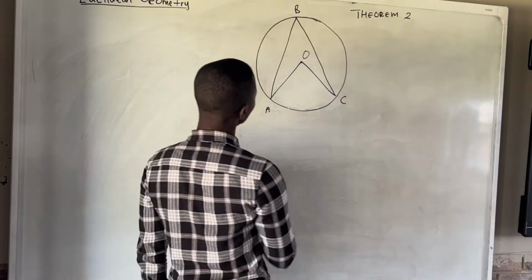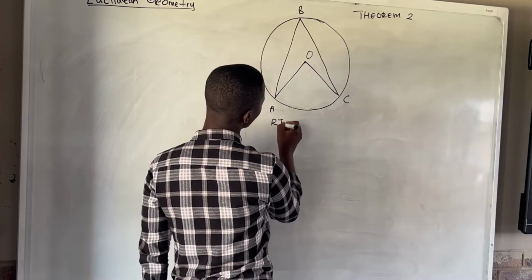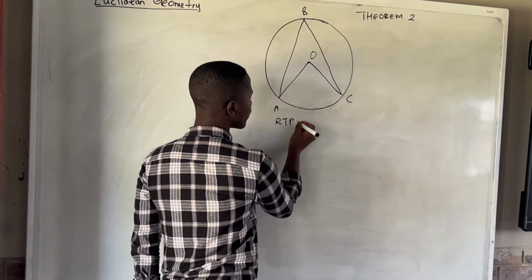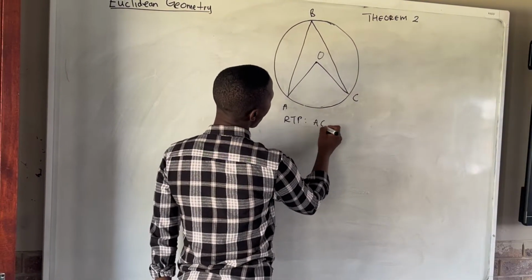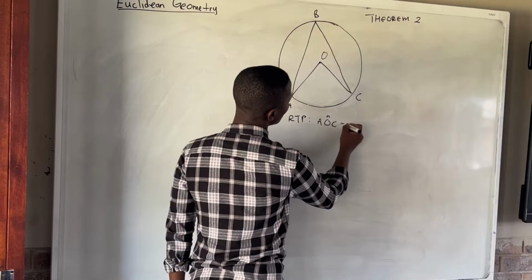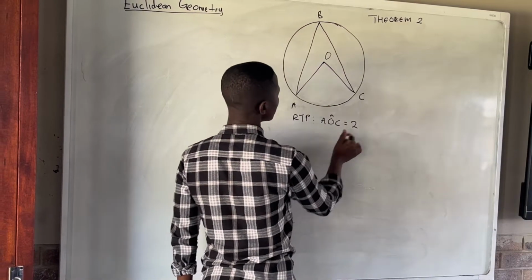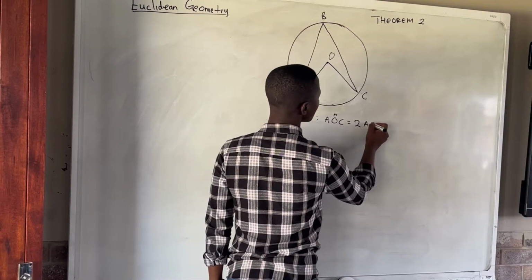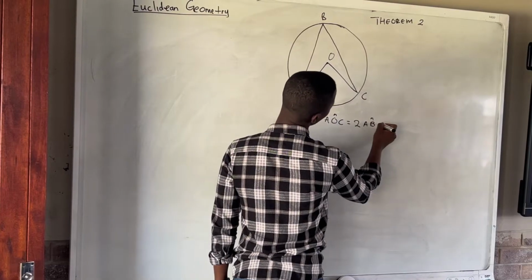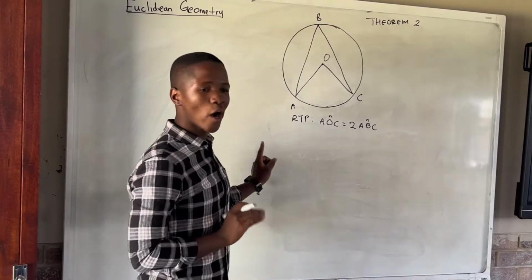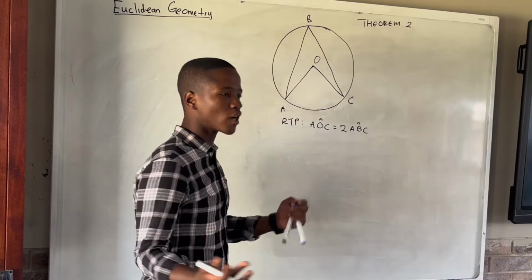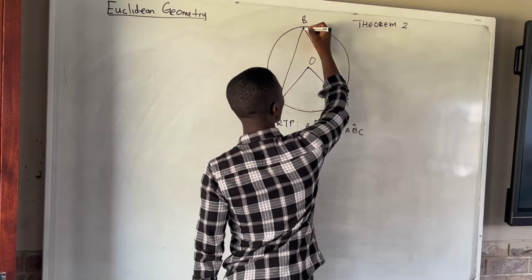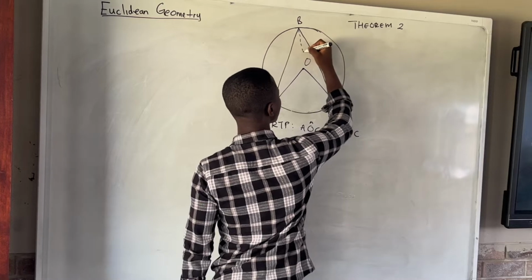So firstly, you are required to prove. This is what you are required to prove. You are required to prove that angle AOC is 2 times ABC. This is what you are required to prove. So you are going to first start by providing a construction. You are going to construct this line segment.